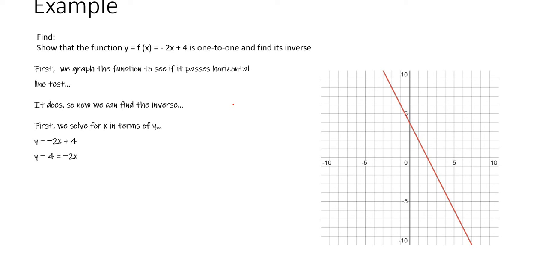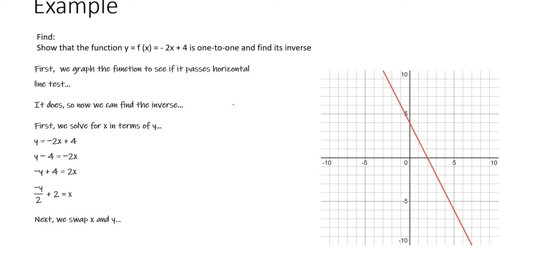Sorry, we don't swap x and y yet. We just solve for x in terms of y. So we have y isolated in the first case, and now we're going to isolate x instead. Just some simple algebra, subtracting 4 from each side, and then we divide each side by 2 to isolate x, and we have x is equal to negative y over 2 plus 2. So we isolated x, very simple algebra.